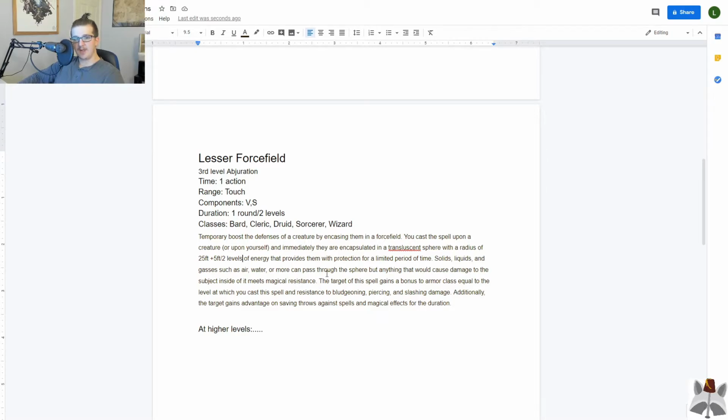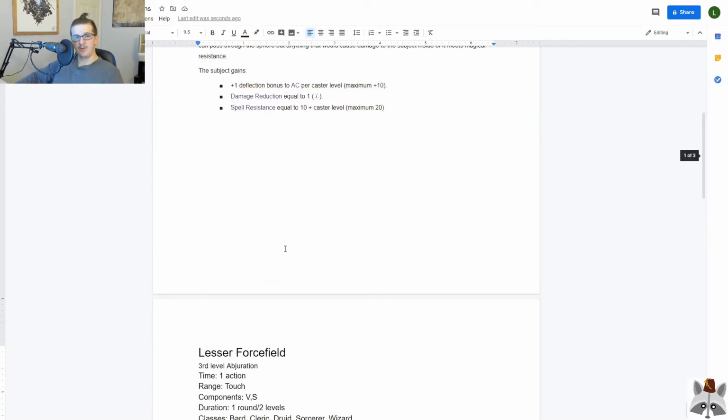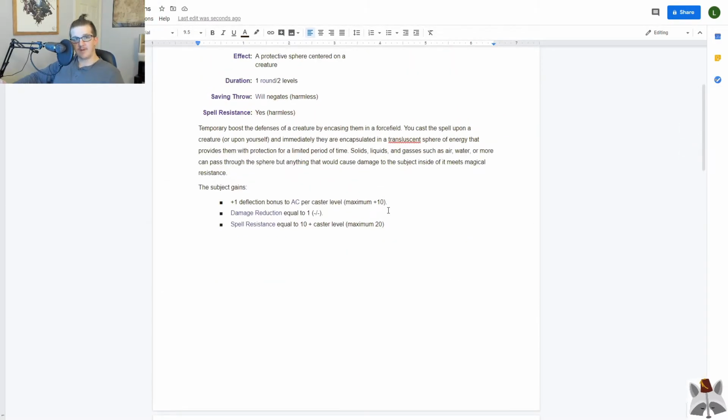And then this is what I added in. The target of the spell gains a bonus to armor class equal to the level at which you cast the spell, and resistance to bludgeoning, piercing, and slashing. Additionally, the target gains advantage on saving throws against spells and other magical effects for the duration. So I rewrote these 3 little things within the 5th edition context and mechanics.